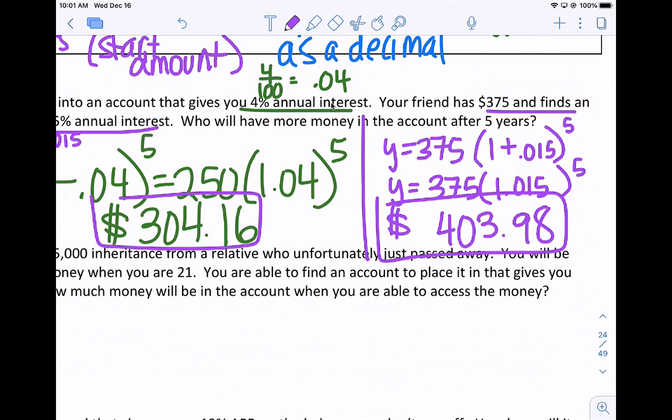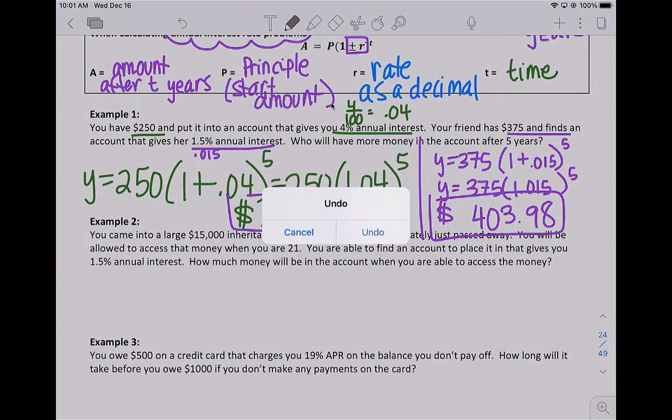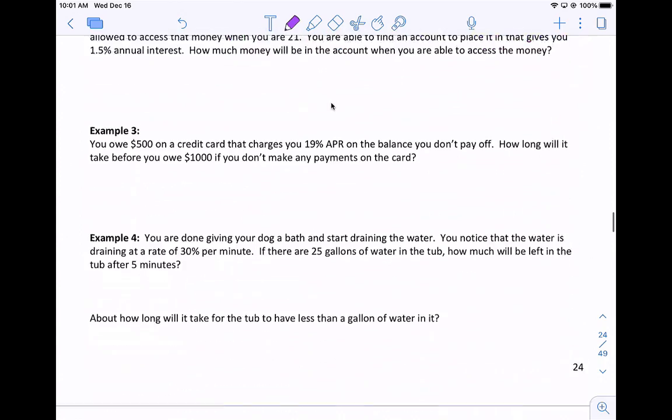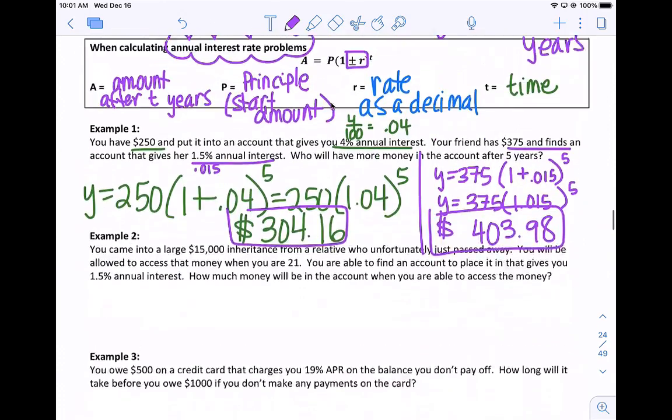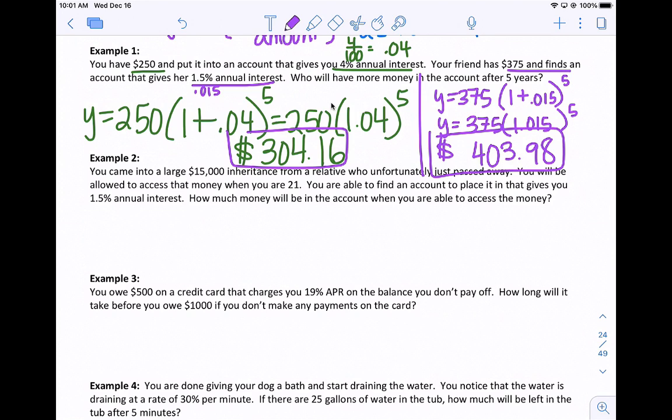We could try to figure out when they have the same amount, and we'll be taking a look at that later. All right, let's try just a few more examples, and then I'll have you try this in your packet on your own.